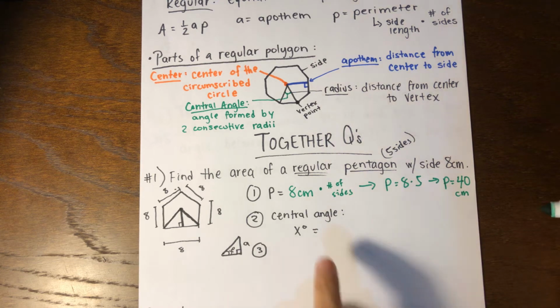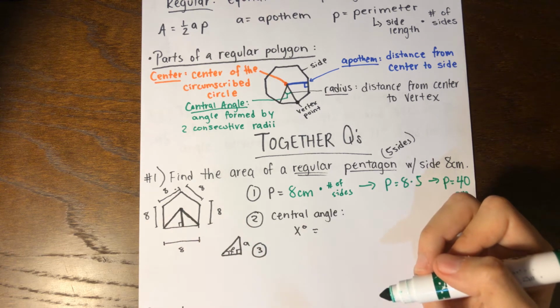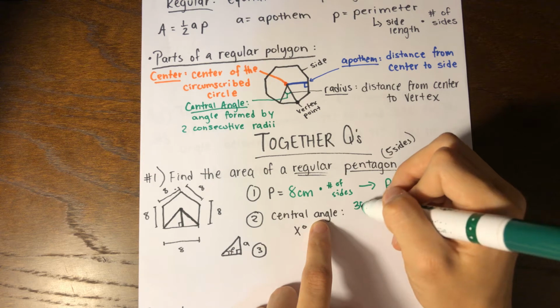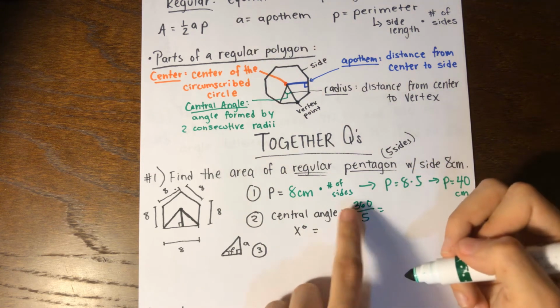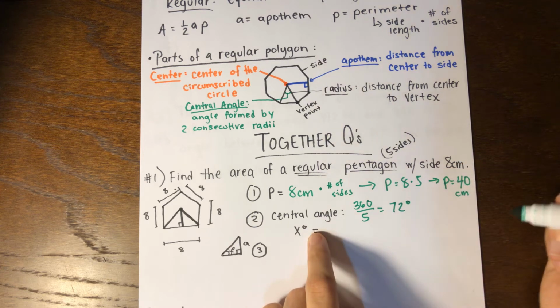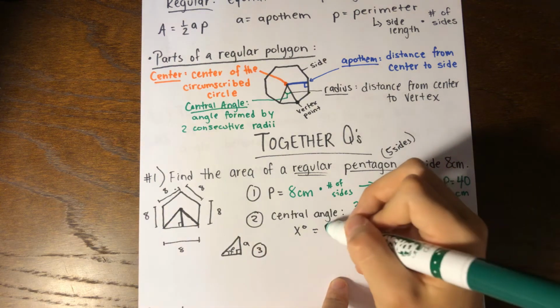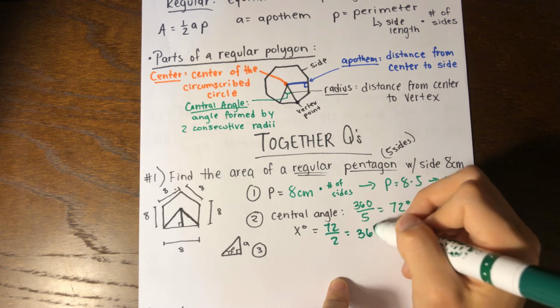Okay, the next thing we're going to do is find the central angle. We split the two radii down to form our central angle. So we do 360 divided by the number of sides, which is 5. 360 divided by 5 is 72 degrees. But we need to find the angle for 1, so we take 72, divide it by 2, and we get 36 degrees.